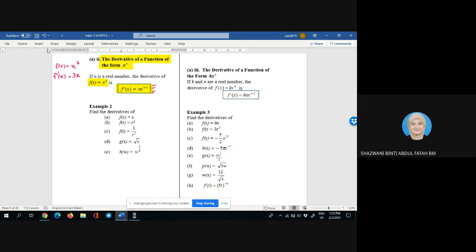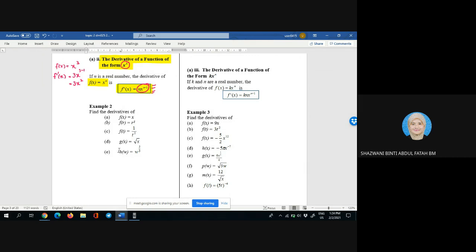Okay, after that you minus 1 the power. So 3 minus 1, so this one becomes 3x squared. Okay, so kena ingatlah, if you have the function x to the power of n, so bila kita differentiate, kita akan dapat bentuk ini. Bring down the power, copy the function and minus 1 the power.